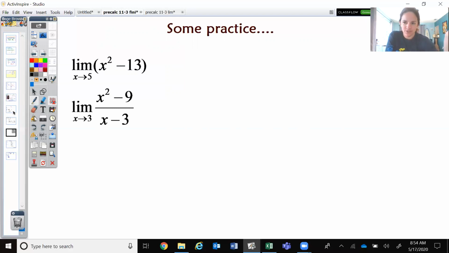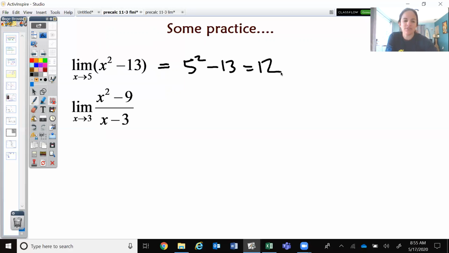First off, we would always try direct substitution. So if I directly substitute, does that create a problem? Does it create a 0 in the denominator or something wonky like that? No, it doesn't. So this would just be 5 squared minus 13, which is 12. And that's it, you're done. Let's do the next one.